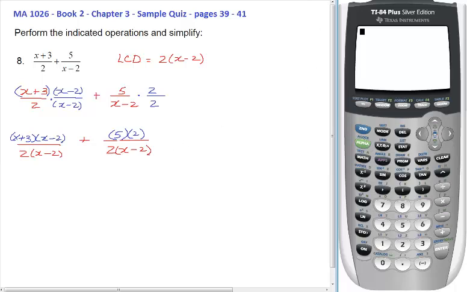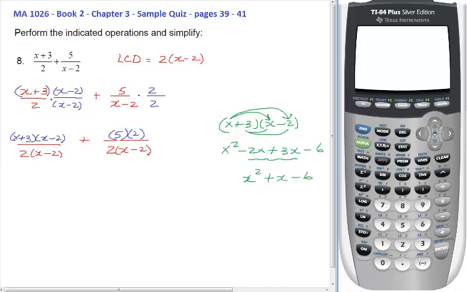Now simplify each numerator. This numerator I'll do over here: x plus 3 times x minus 2. Go to the side and do any multiplying that requires more than one step so you can simplify it. This is the FOIL method, or extended distributive property, whatever you want to call it. x times x is x squared, and x times minus 2 is minus 2x. That's the outside. Inside gives me 3 times x, or 3x, and 3 times minus 2, which is minus 6. We can add these two like terms in the middle to give us x squared plus x minus 6.